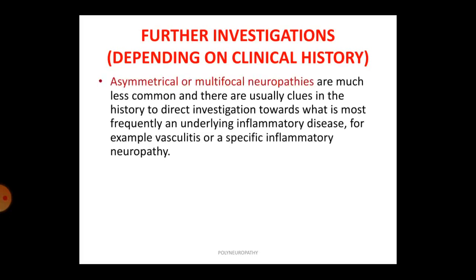Now, asymmetrical or multifocal neuropathies are less common, and there are usually clues in the history to direct the investigation towards what is most frequently an underlying inflammatory disease. What it is telling is, for example, if the patient has vasculitis or a specific inflammatory neuropathy, these are less common and generally they are asymmetrical or multifocal.